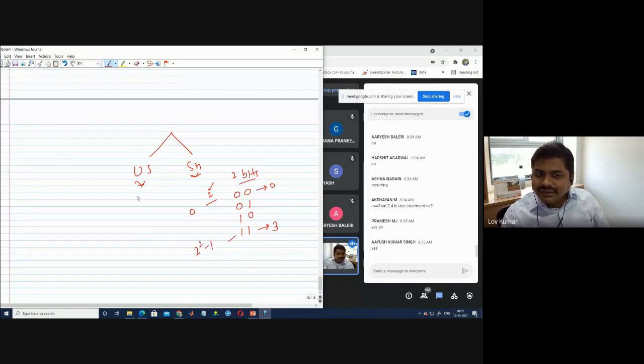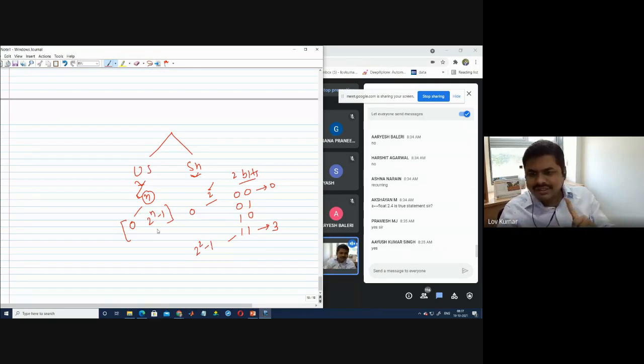Same like that in the unsigned number, if the number of bits equals n, we can store a minimum of 0, and a maximum we can store is 2 to the power n minus 1. Clear? Up to here, any doubt? That we have already discussed in the previous one. Any doubt here? In the case of an unsigned number, why are we writing 0 to 2 to the power n minus 1?